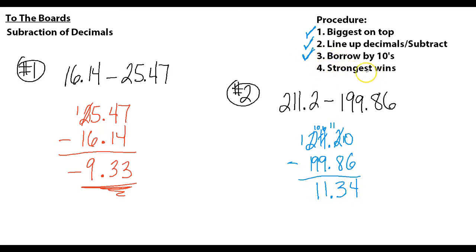Now I need to decide which one was the strongest. I had a positive number that was 211, and then a minus number that was 199. So the stronger number is the 211, and so my answer will be positive 11.34. That is my final answer. Nice work at the boards. Keep working hard. We move on to the multiplication.